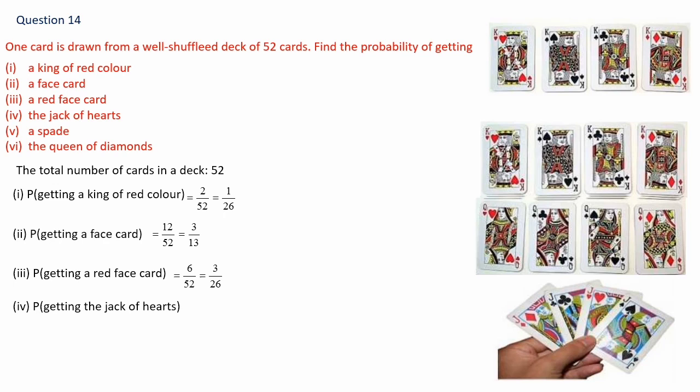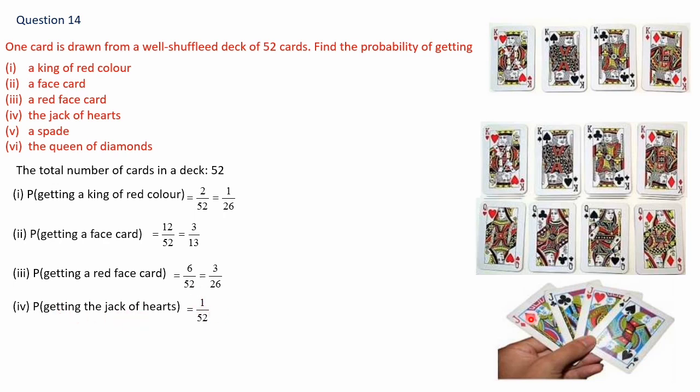Then the fourth one, probability of getting the jack of hearts. So jack of hearts, jack in the sense J of hearts. Heart symbol is this one. So J of hearts in the sense we have only one J in hearts. So the total number of outcomes is 52 and the favorable outcome is in the numerator, getting the jack of hearts.